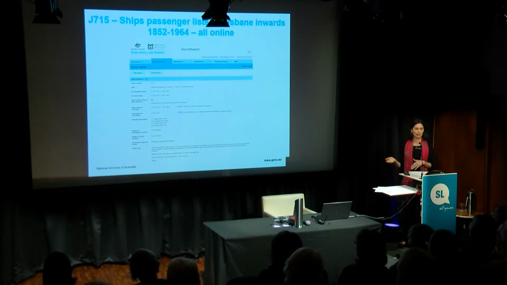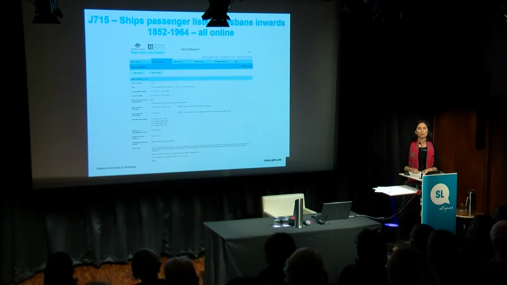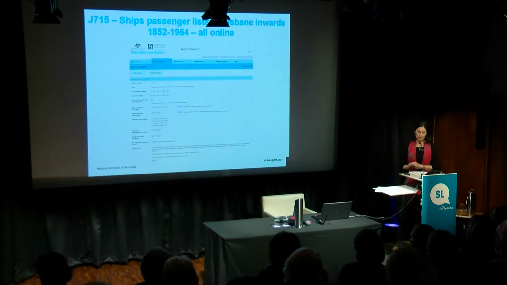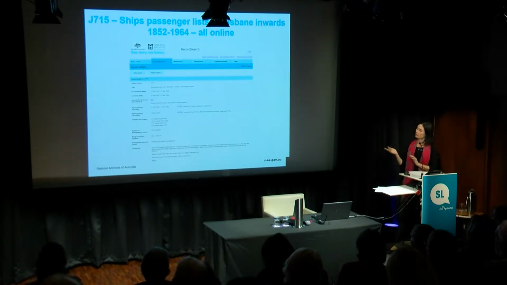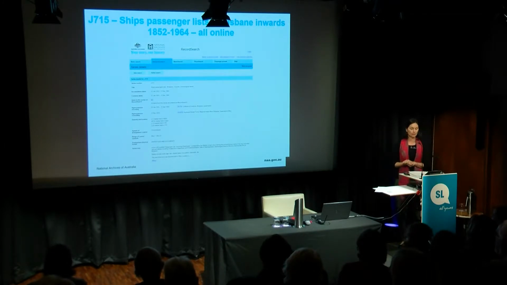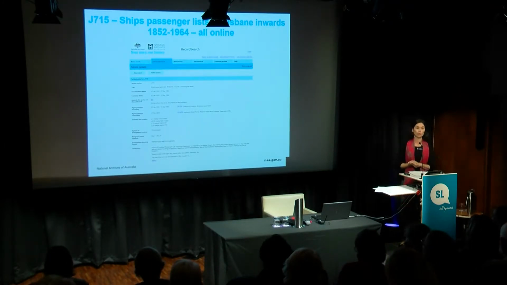Next, I'm going to talk to you about Series J715. The National Archives office in Brisbane holds inwards and outwards passenger lists for all Queensland ports, with those for Brisbane dating from as early as 1852. The Brisbane passenger arrivals have recently been digitised and are now available for viewing online. They used to all be on microfilm, but now they're all on our website.